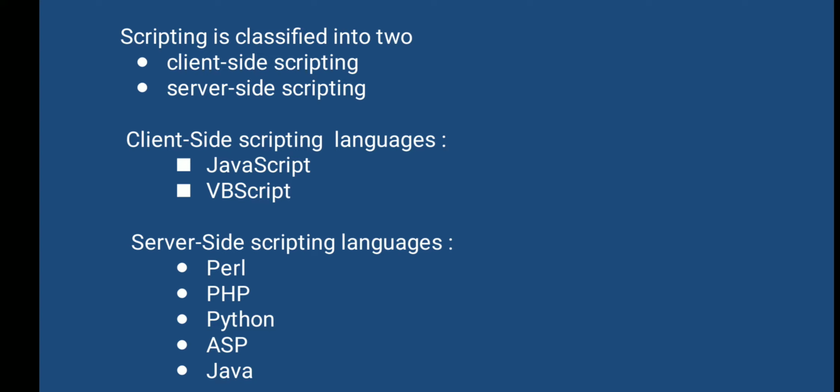Now we'll see a few client-side scripting languages and server-side scripting languages. Commonly used client-side scripting languages are JavaScript and VBScript. Server-side scripting languages are Perl, PHP, Python, ASP, Java, etc. Even we have JavaScript for server side.